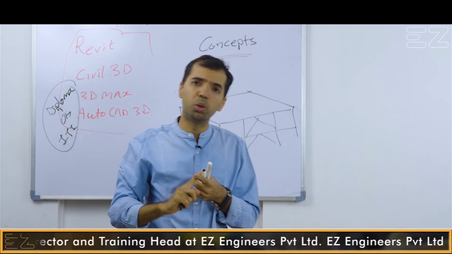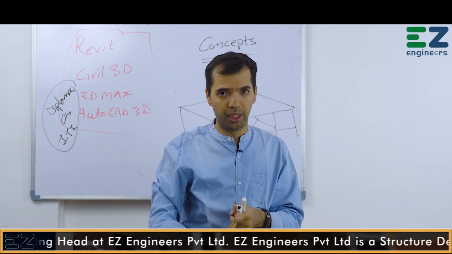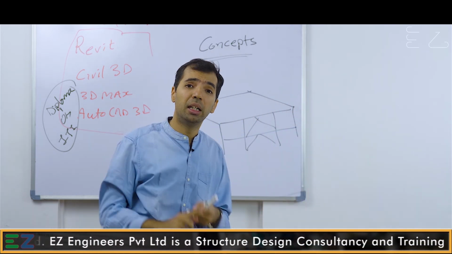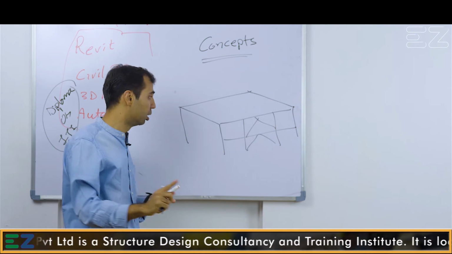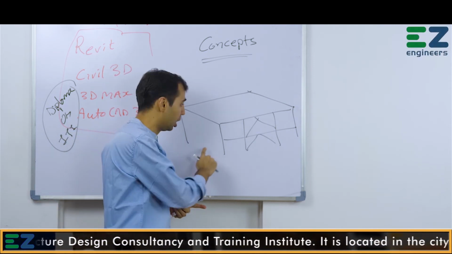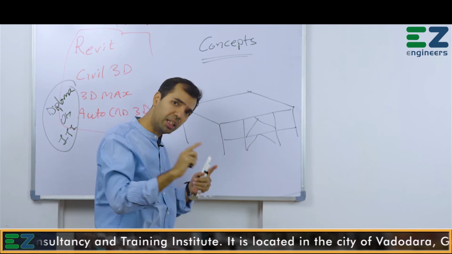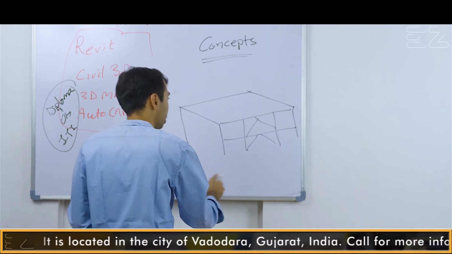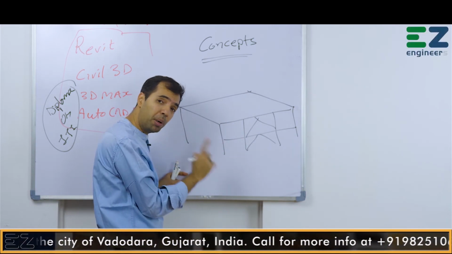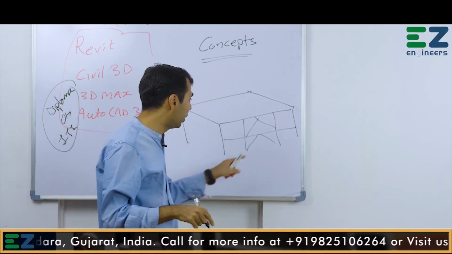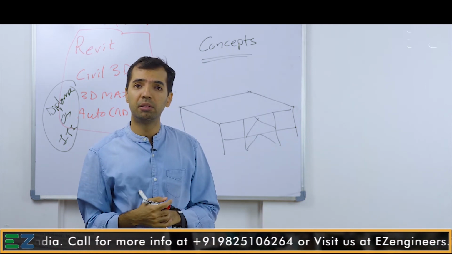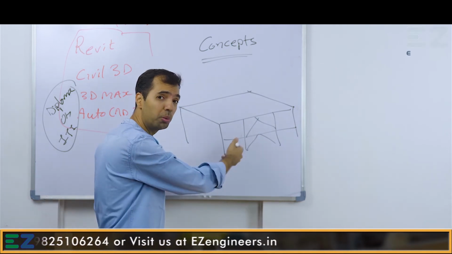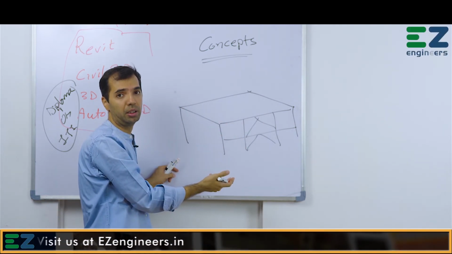Say for example, you have already undergone the training of STAAD or ETABS or both, or maybe even SAP. But in that training you have learned how to model column, how to model beam, even in RCC or steel or any material. You have learned that. You have also learned how to model bracing. But have you learned in that software where to provide bracing? Have you? Of course not. Because it's not the part of software learning, my dear friends.